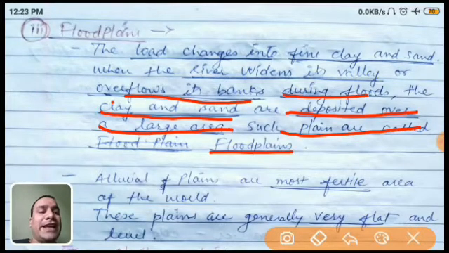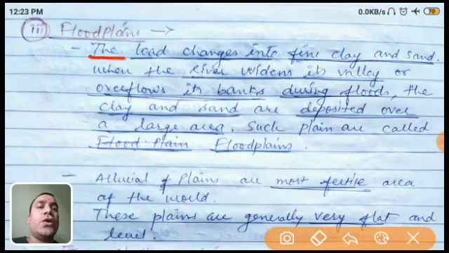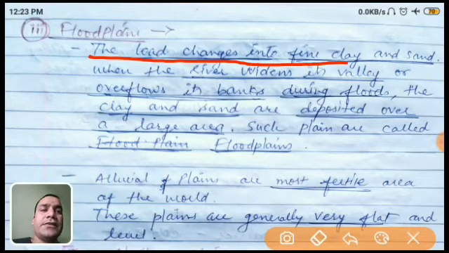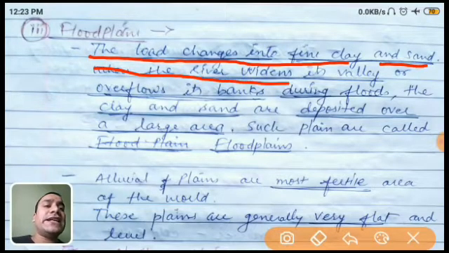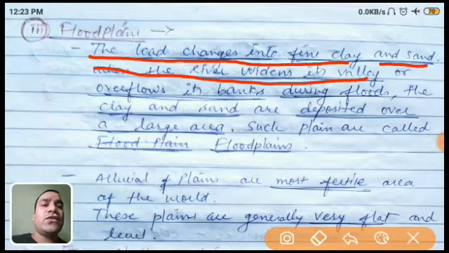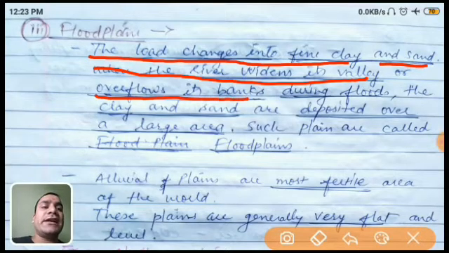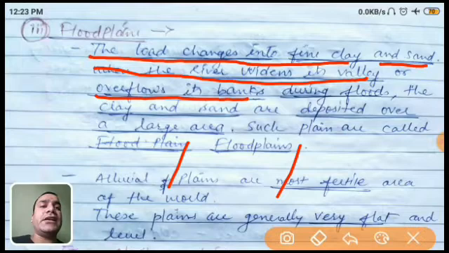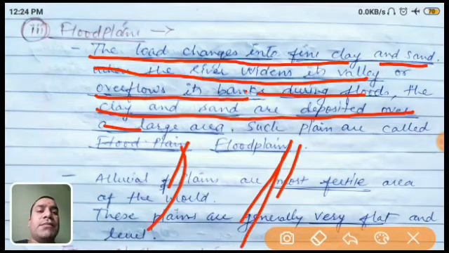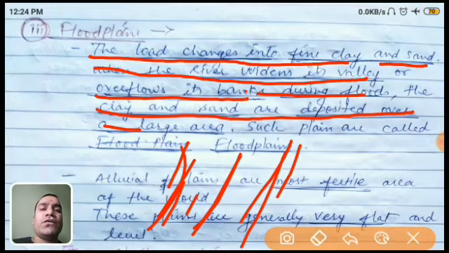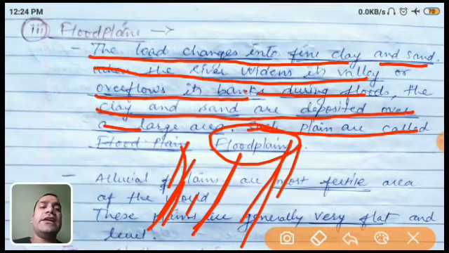I hope that is clear. Again I am reading. The load changes into fine clay. This load is in the form of fine clay, muddy water, and sand, when the river widens its valley or overflows its bank. The bank means both the sides. During flood, the clay and sand are deposited over a large area. So this is completely deposited with clay and mud.